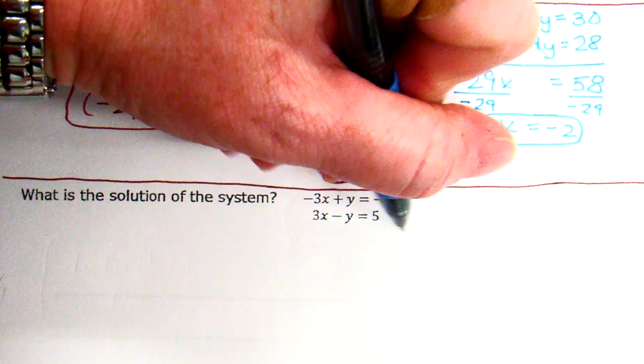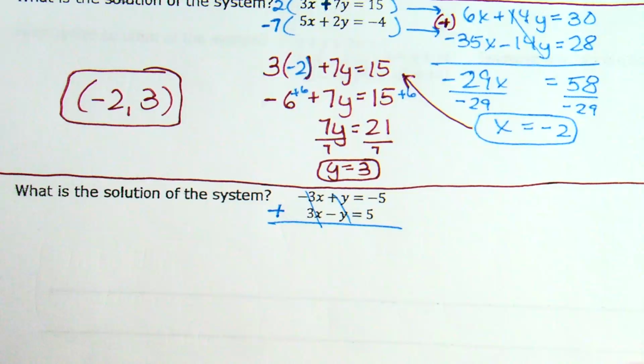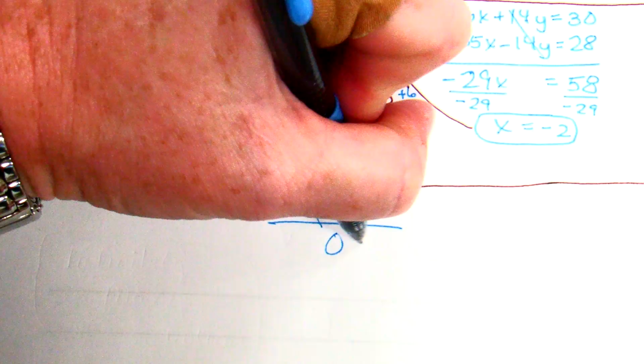So, we're going to add. What is -3x plus 3x? 0. It cancels. What is y plus -y? 0. So what remains on the left side of the equation? No, on the left side of the equation. Nothing, or I'm going to put a 0, yes? Okay. On the right, what is -5 plus 5? 0.